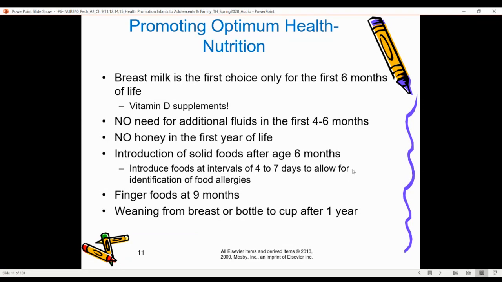I'm going to repeat this twice. Do not give an infant under 4 months water. Remember those kidneys that I mentioned being immature and they can't concentrate their urine? You will cause significant electrolyte imbalances on that child if you give them just water.